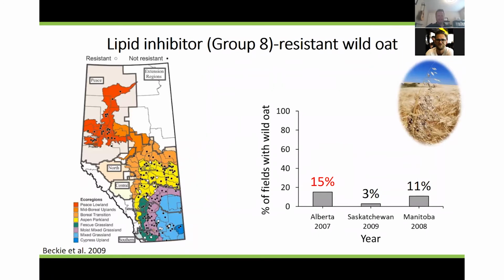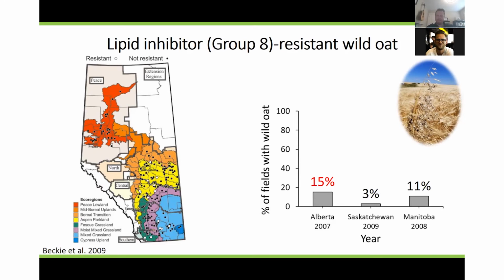So if that wasn't bad enough, we also have group 8 resistance in wild oat to a soil applied, pre-plant herbicide, triallate. And the last survey for triallate resistance in Alberta was conducted in 2007. So unfortunately, the samples from the third round of surveys were not screened for triallate resistance. And at that time, about 15% of the fields where wild oat was sampled showed resistance to triallate.